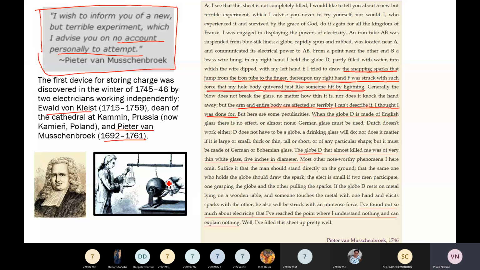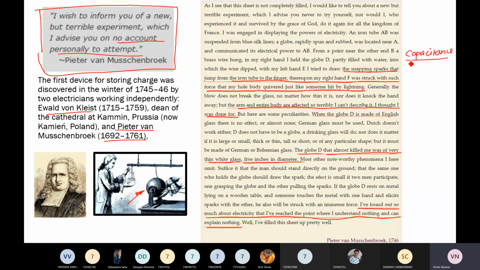The globe D, ये जो globe D बनाया था उन्होंने, okay, that almost killed me was a very thin white glass, 5 inches in diameter. Thin white glass का था उन्होंने globe बनाया हुआ. Okay, and I found so much about electricity that I have reached the point where I understand nothing and it explains nothing. तो भाई ये था starting of the capacitance.